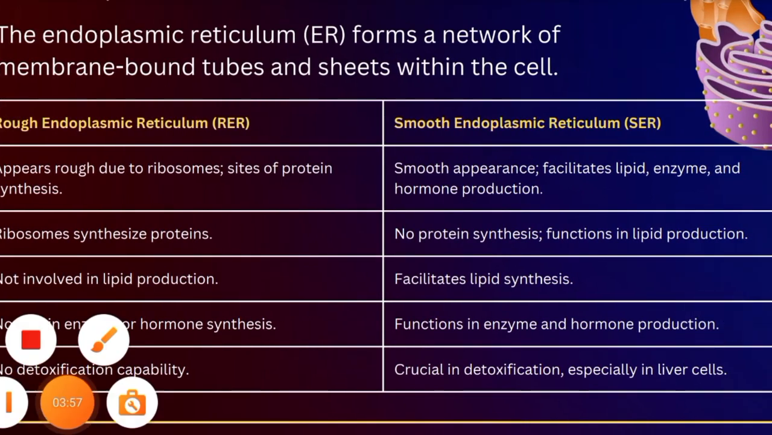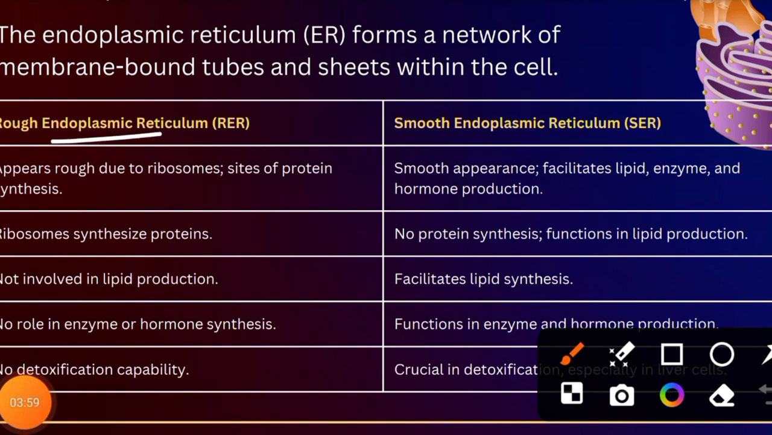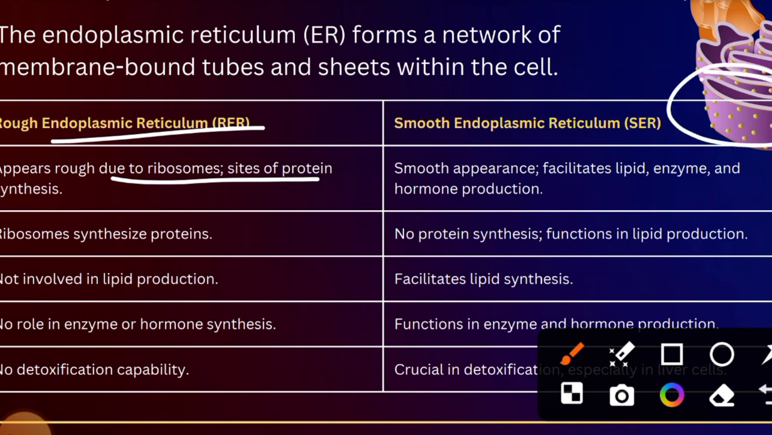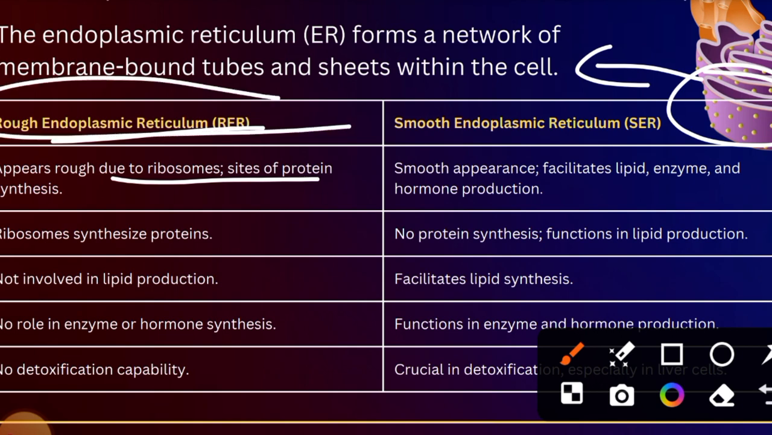Now what is the difference between these two? Rough endoplasmic reticulum appears rough due to ribosomes. What are ribosomes? Ribosomes are the protein synthesizers. Here you can see these yellow dots, right? These are nothing but ribosomes. Due to these ribosomes, the endoplasmic reticulum appears rough in surface.